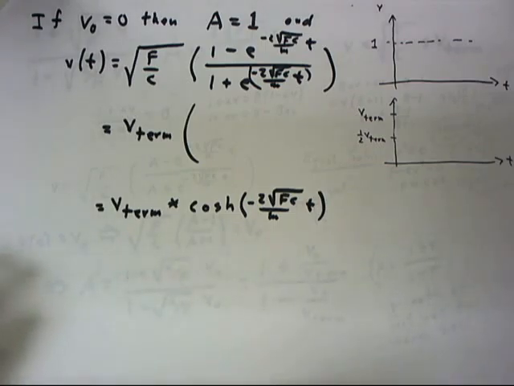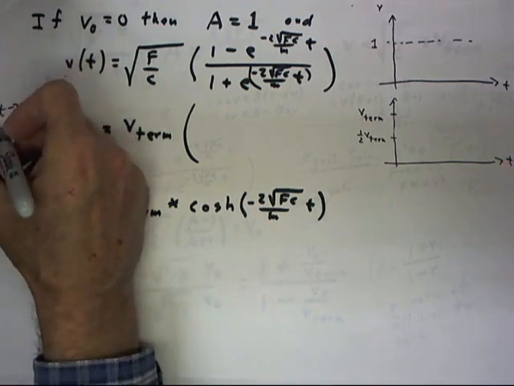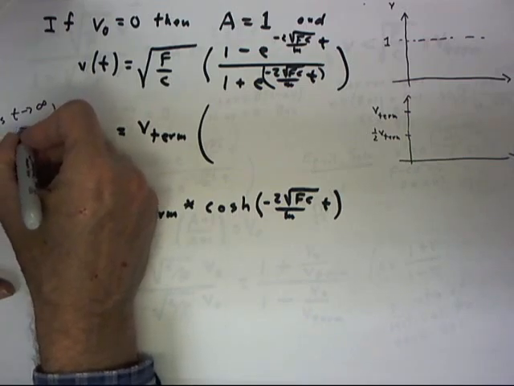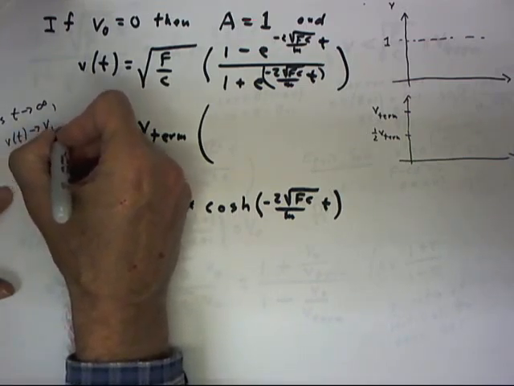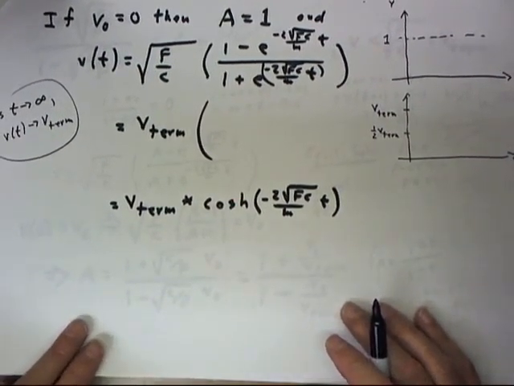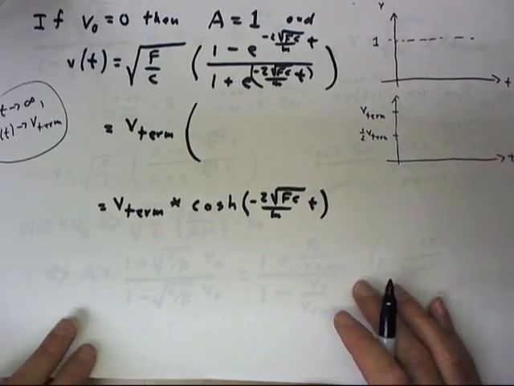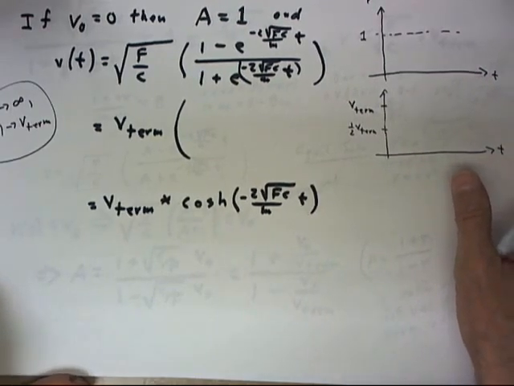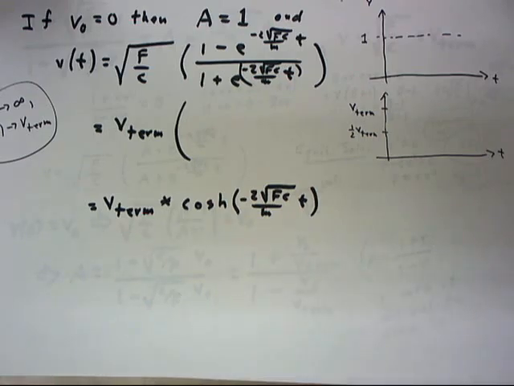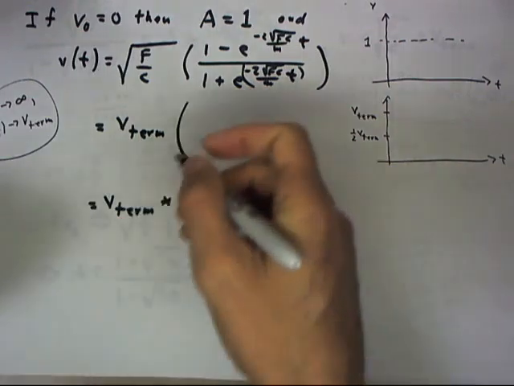So we'll note that as t approaches infinity, v of t approaches our terminal velocity, which is of course what we expect from solutions we've seen for linear drag forces. The same idea of terminal velocity is going to apply to drag forces that are proportional to the square of the velocity.